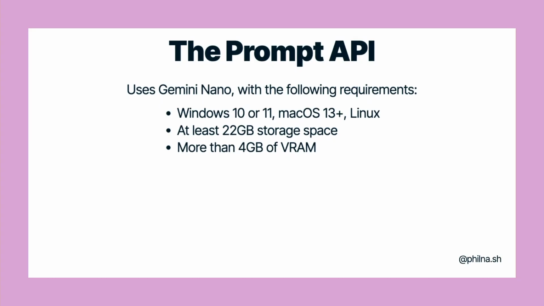It does have some requirements, though. So at least right now, in order to be able to download this Gemini Nano model, you need to be running Windows 10 or 11, macOS 13 plus, or Linux. You need to have at least 22 gigabytes of storage space, and your device must be capable of more than 4 gigabytes of VRAM. That 22 gigabytes of storage space is not because it's going to take up that much, but I think it's just because they want to be respectful of not finishing your storage space. So the model itself is only about 2 gigabytes, and so it will leave you with 20 on your system, which is nice.